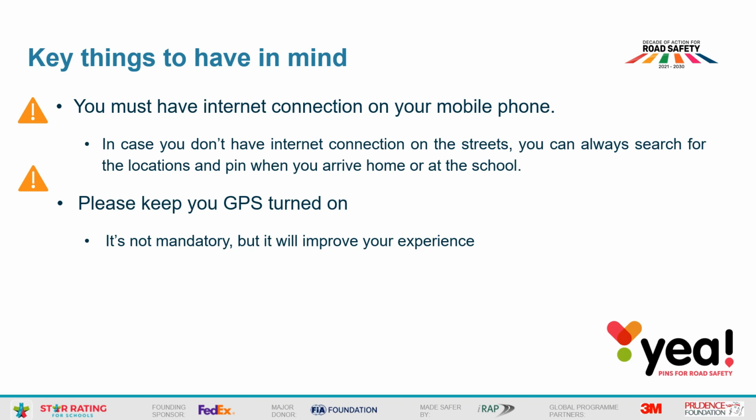So the app has the search bar that works as Google Maps, so you can always search for a restaurant close to the location where you see the problem, or maybe the name of the street, and you can always move around the map to choose exactly the location that you want. The second one is that GPS needs to be turned on. Again, it's not mandatory, but will highly improve the experience of the user. So if it's possible, please recommend to students to turn on the GPS on their mobile phones.